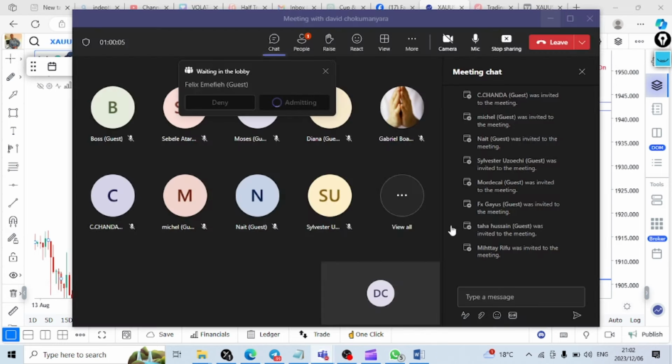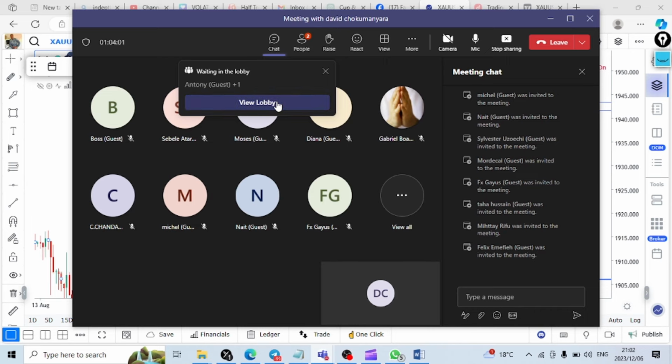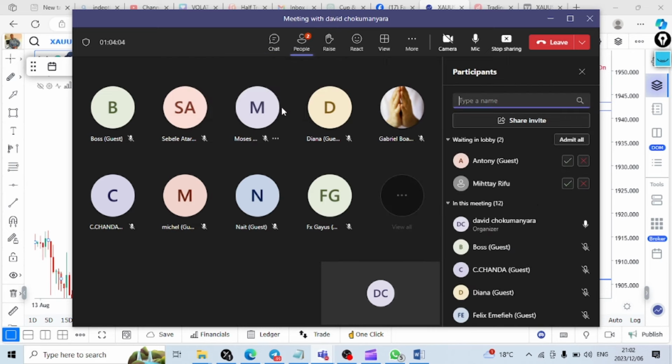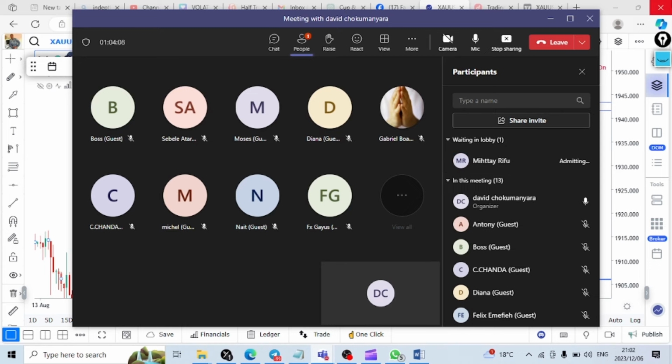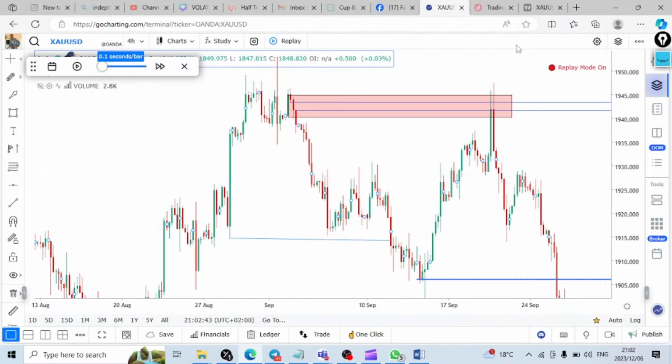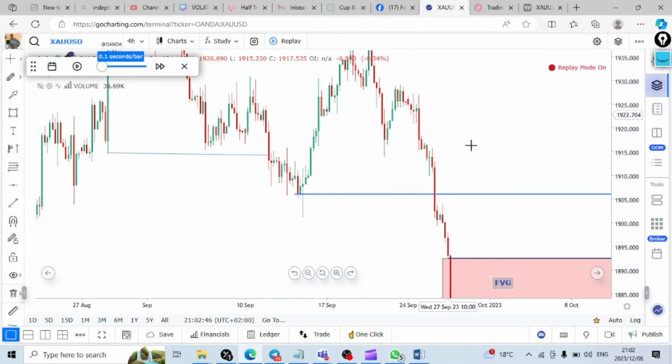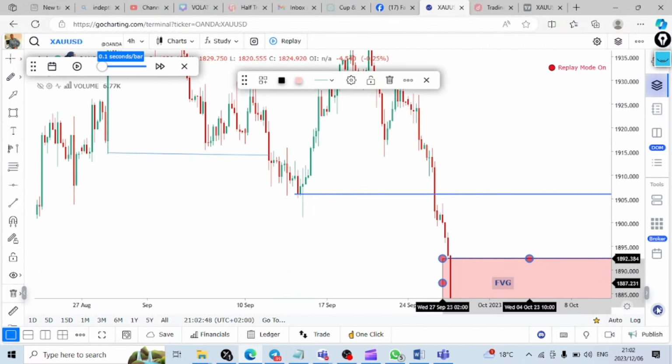Unfortunately, it is going to end anytime soon. Don't worry, I'll send you another link so that we can continue and finish. So this is the first example. Let's look at the next example of how we can identify a bearish order block.